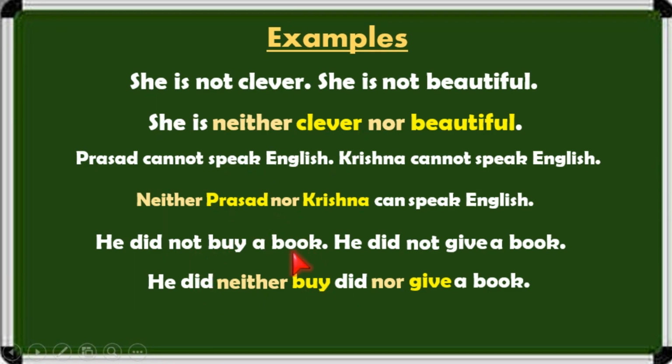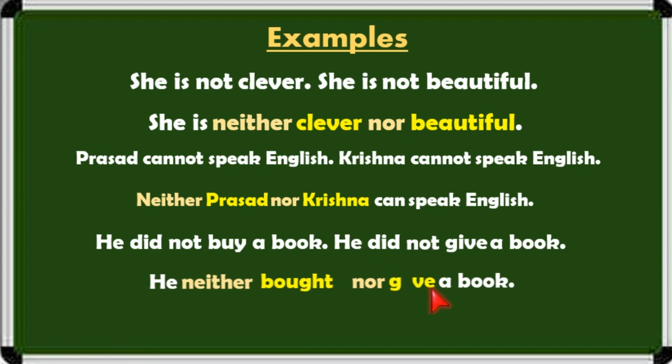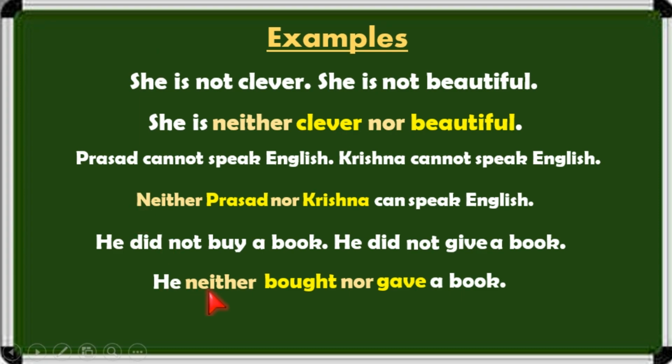We have to combine these two sentences. Did plus buy is equal to bought, V2 form. The same as here. Did plus give is equal to V2 form. What is the V2 form of give? Gave. So now we got the answer. He neither bought nor gave a book. Did you understand it?